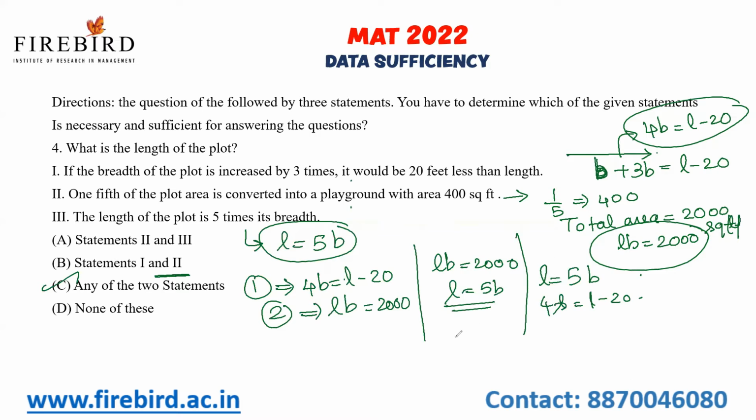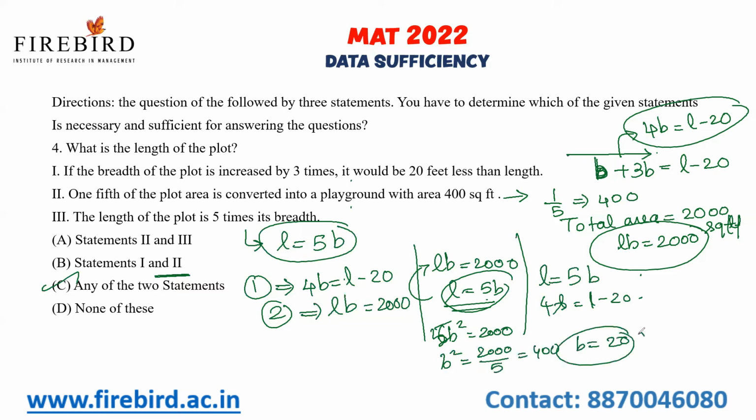See, if L is equal to 5B, if you substitute here, I'll get 5B square is equal to 2000. And B square is equal to 2000 divided by 5, that is 400, and breadth is what? 20. If breadth is 20 and length is nothing but 5 times the breadth, so length will be 100. That's all. You got the answer, right? Similarly, if you solve the first and third parts also, you'll get the same answer. So any of these two statements is enough to answer, right?